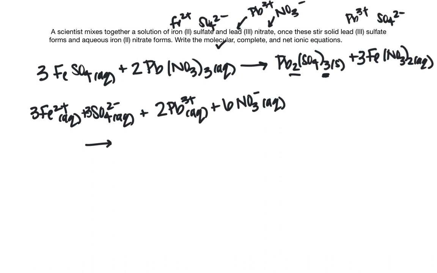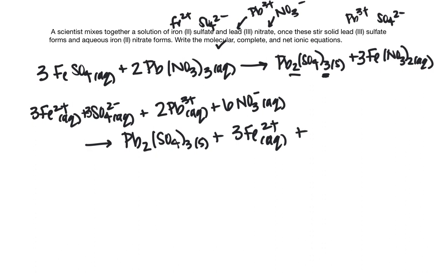Our next compound is lead sulfate. Lead sulfate is solid, so it doesn't dissolve into its components. So we have Pb2(SO4)3 solid, but the iron nitrate does, so we have 3 Fe2+ aqueous plus 6 NO3- aqueous. So this is our complete equation. This shows us everything that went in the beaker and what is left.